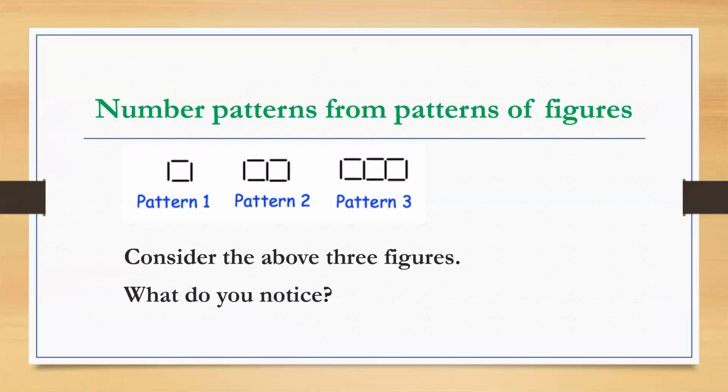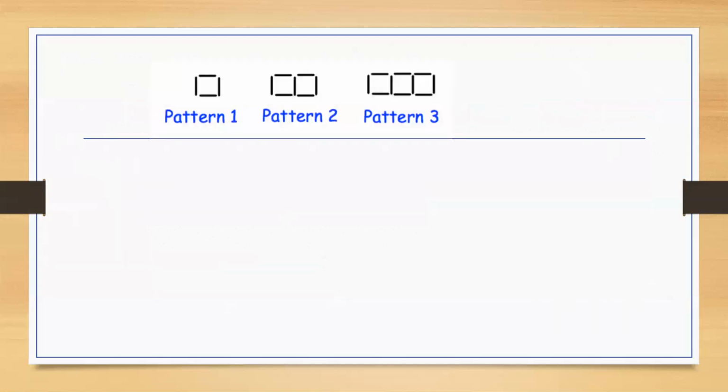So in the fourth pattern, how many squares will we have? Yes, we will have 4 squares. Similarly, we can continue the pattern in the 10th pattern. For example, pattern 10, we will have 10 squares.